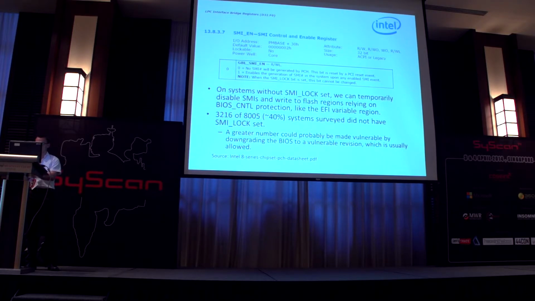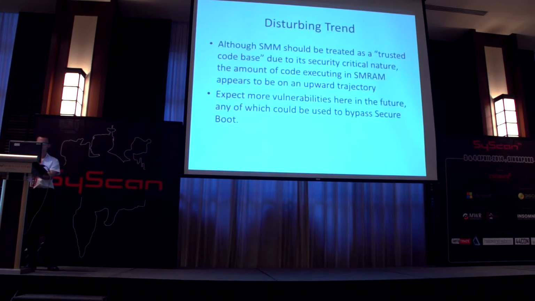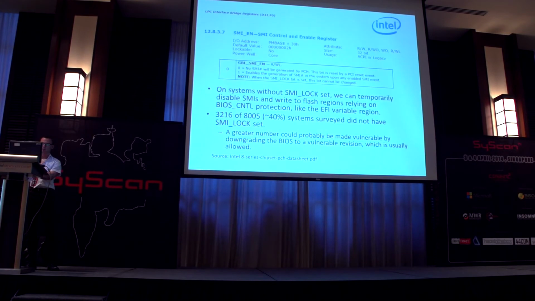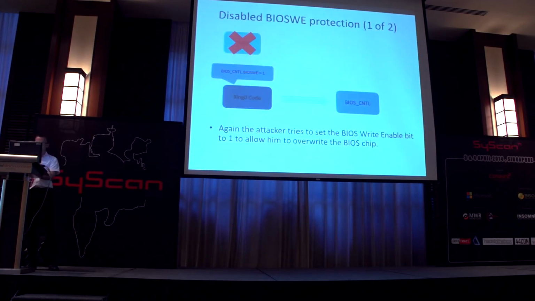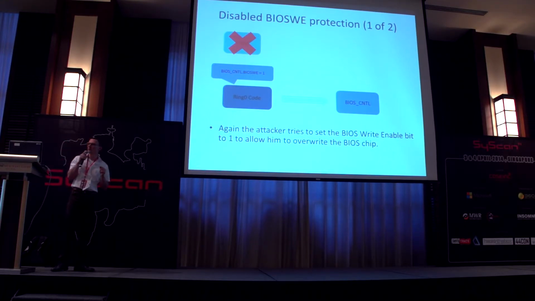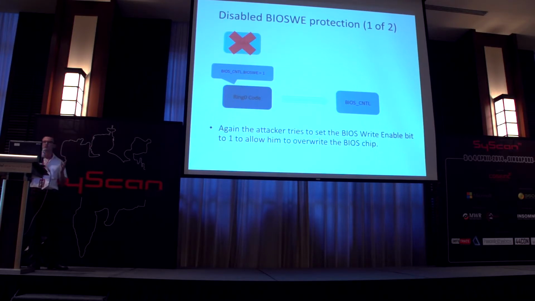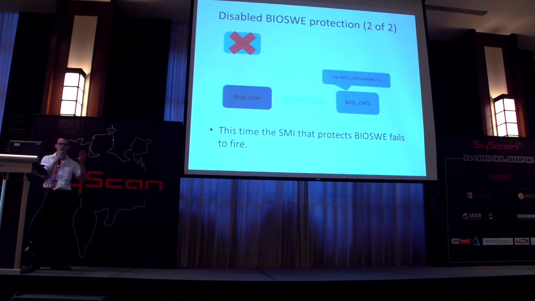So what this means is that on these 40% of the systems, we could temporarily just disable system management mode by setting the SMI enable bit to 0. And what happens then is that the SMI routine that's responsible for setting BIOS write enable back to 0 simply won't run. So a compromised ring 0 driver or root in Linux can just come along and say BIOS write enable equals 1. The bit will stick, and system management mode will just continue to sit there silently because it has been disabled.